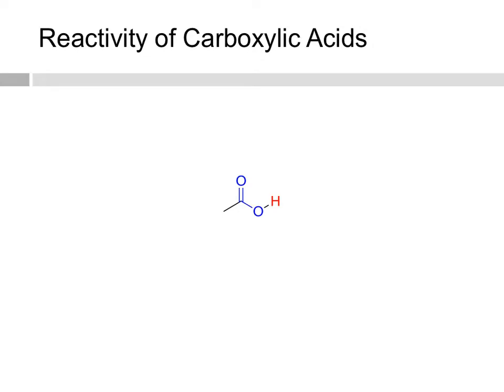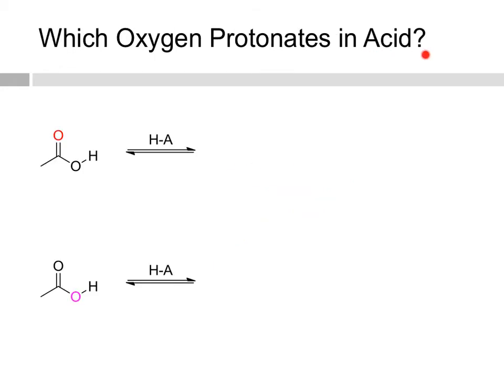This lecture introduces the acid-base reactions of carboxylic acids. Carboxylic acids have an acidic proton that can be deprotonated by Brønsted bases. They also have an electrophilic carbonyl carbon and a nucleophilic carbonyl oxygen. Under strong acid conditions, carboxylic acids can protonate.